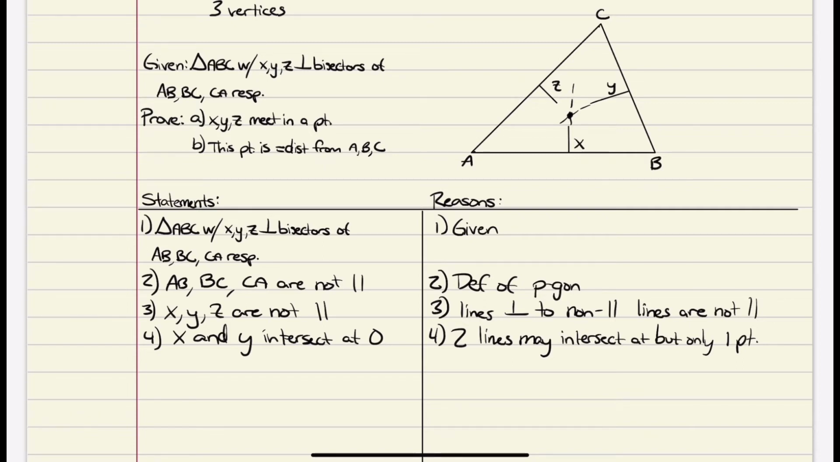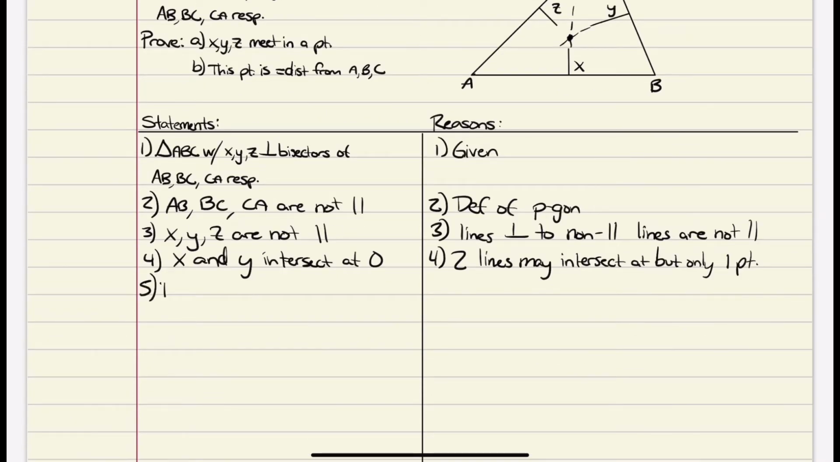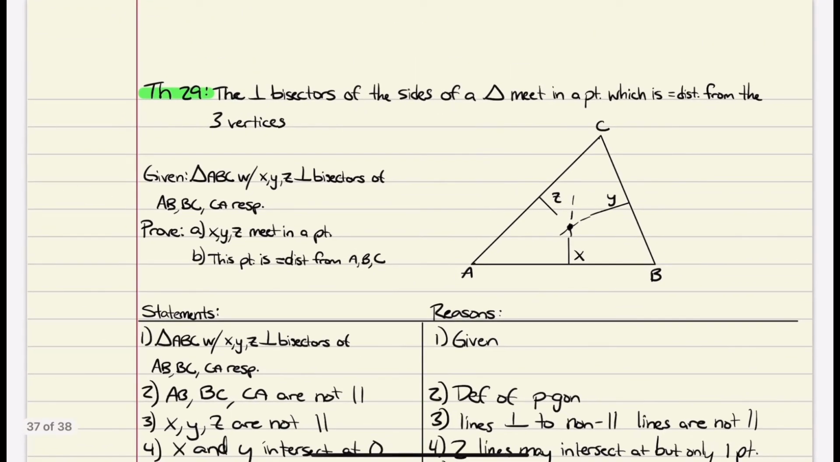So let us now draw some auxiliary lines. We're going to draw AO, BO, and CO. Number 5, 2 points determine a straight line. So let's quickly draw those auxiliary lines where we're saying we are drawing AO. Let's label that point O. We're going to draw BO, and we're going to draw CO.